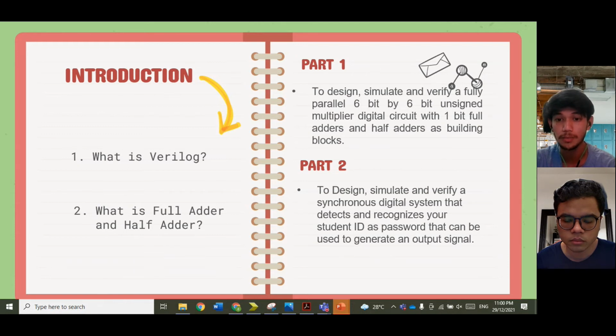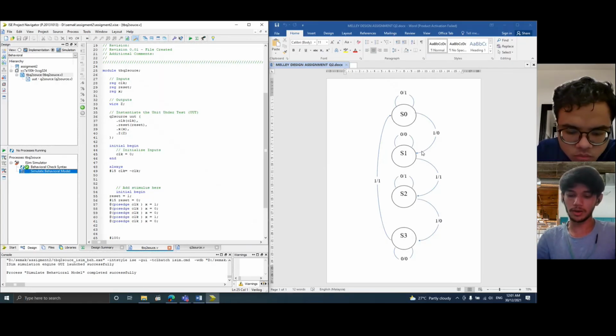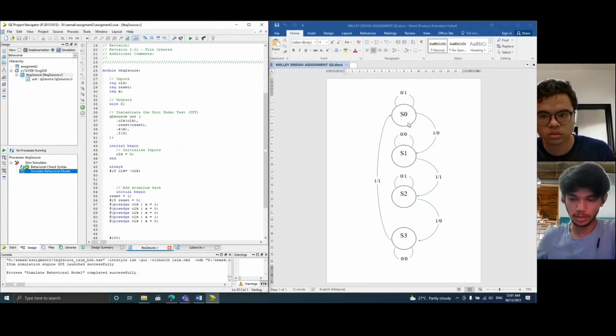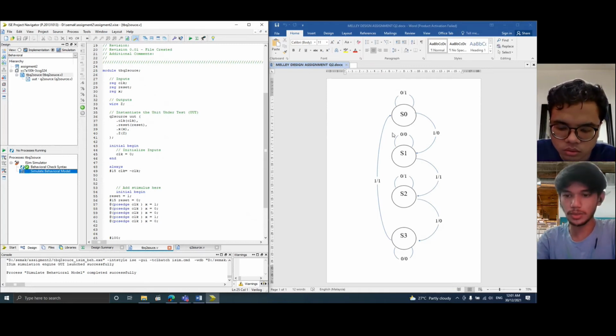For part 2, Mohammad Zafi will design, simulate and verify a synchronous digital system that detects and recognizes your student ID as a password that can be used to generate an output signal. Okay, we have a Mealy FSM machine here. We declare S0 as 1, S1 as 0, S2 as 1, and S3 as 0.